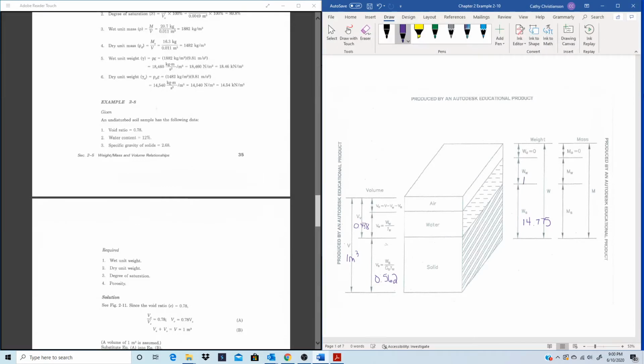I'm going to write 1.773. And then if you'll add the two together, that'll give you your total weight. So 1.773 plus 14.775. If they tell you the weight is before oven drying, or just give you weight, that's the weight that's got your air, your water, and your solid in there. So this should be 16.548.